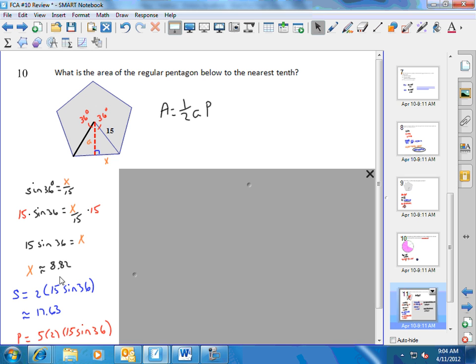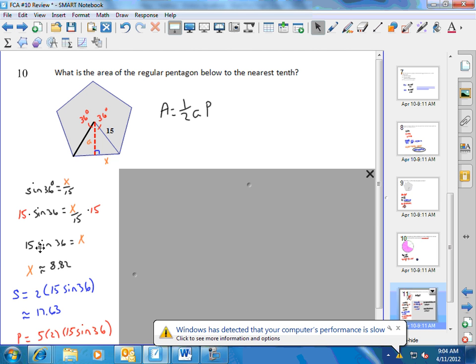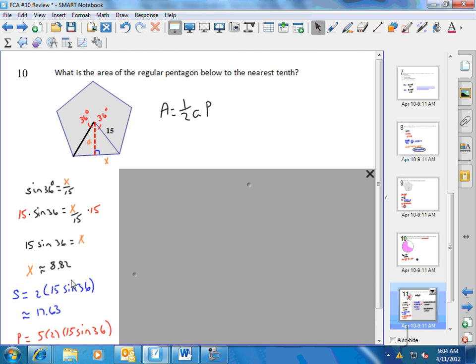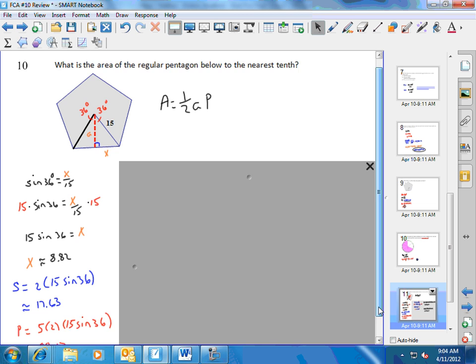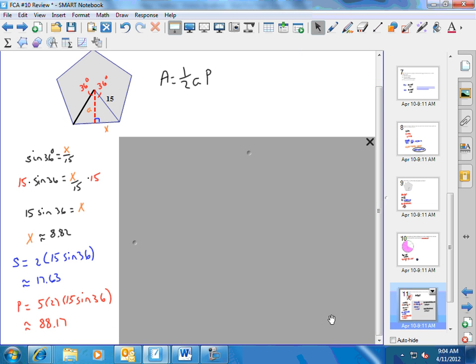Okay, so I can represent the x either way, 15 sine 36 or 8.82. If I keep it as 15 sine 36, I'll maintain a more exact value of the length of x. Okay, so then if I take x and I double it, then I have s, a side length, which is approximately 17.63. So I can get the perimeter now. 17.63 times 5 gives me approximately 88.17.